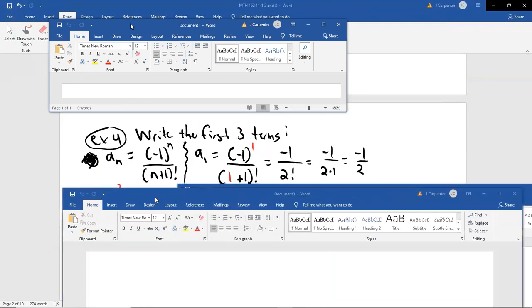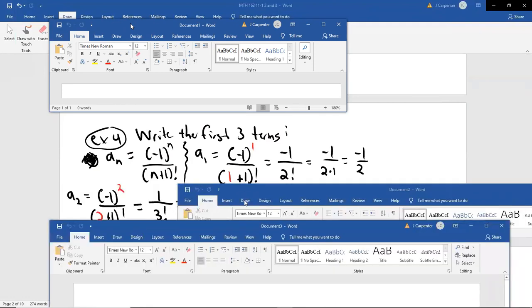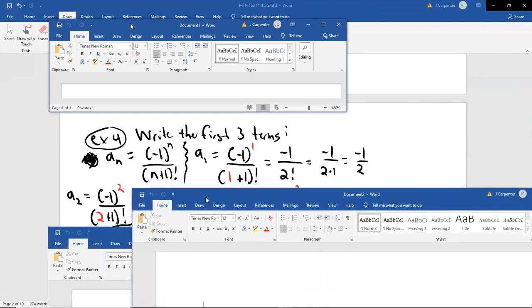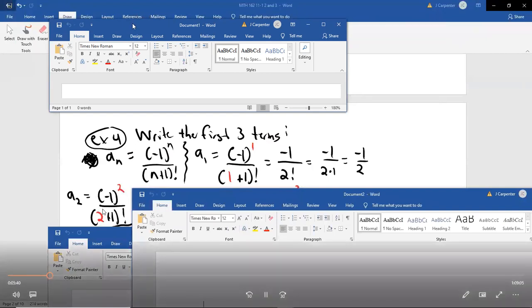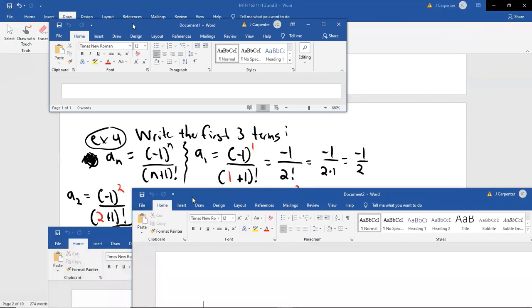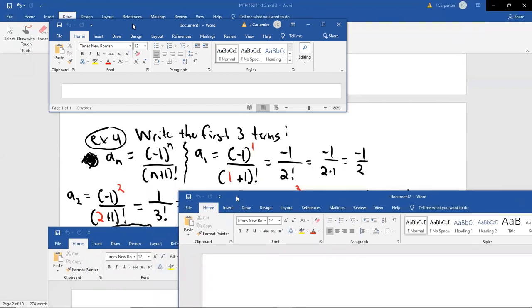Now let's do a sub 2, which now we just make the n's 2's. So that's negative 1 squared over 2 plus 1 in parentheses factorial. So again, there is no distribution of factorials. It's like PEMDAS. You have to do the inside first. 2 plus 1 is 3. And a negative raised an even number of times is a positive. So that's positive 1 over 3 factorial, which is 1 over 3 times 2 times 1. 3 times 2 is 6. So that's 1/6.